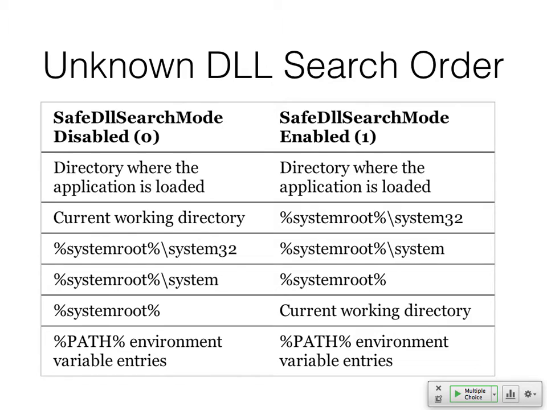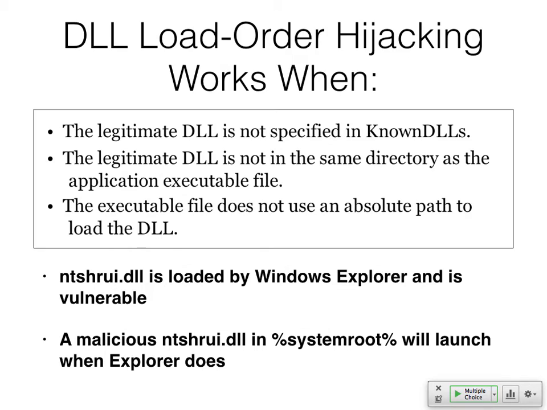It will now hunt through a whole series of places, and it used to be a trivial attack in Windows XP. You could just put another CMD someplace and it'll run instead. Now it's a little harder because of these defenses, but there still are ways around it. So the load order hijacking works if the legitimate DLL is not in the known DLLs and it's not in the same directory as the application executable file, and the executable doesn't use an absolute path, it just has the name and lets the system hunt for it. One example is ntshrui.dll, which Windows Explorer loads when it draws the desktop.